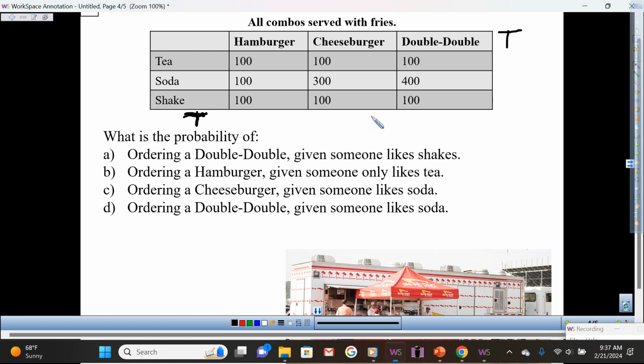All right? So for the sake of time, here we go. How many T's do they have in that truck? Or to make how many T's? 300. How many sodas? 800. Shakes, 300. Hamburgers, 300. Cheeseburgers, 500. Double doubles, 600. That's a lot of burgers.